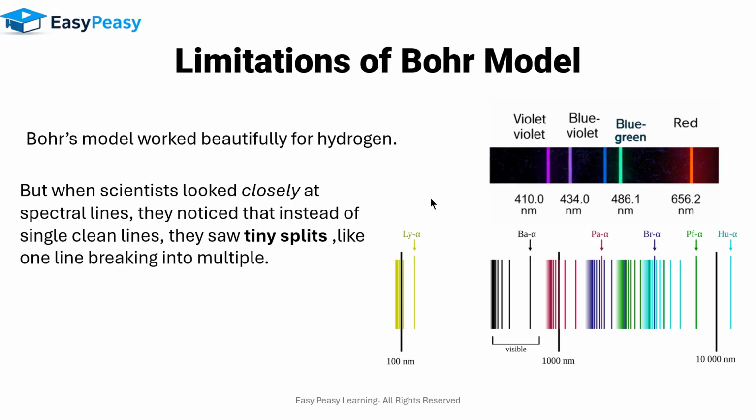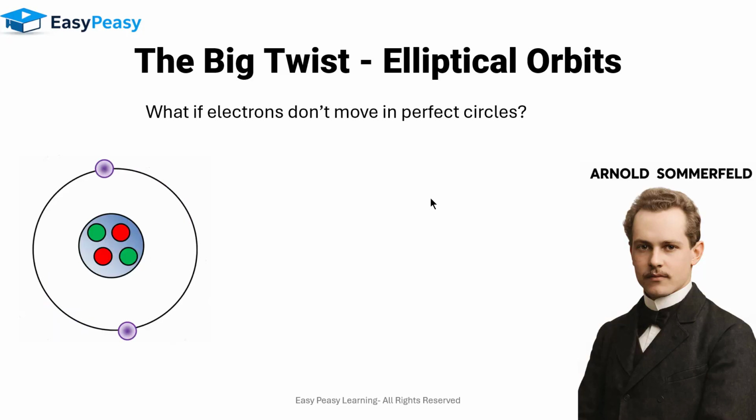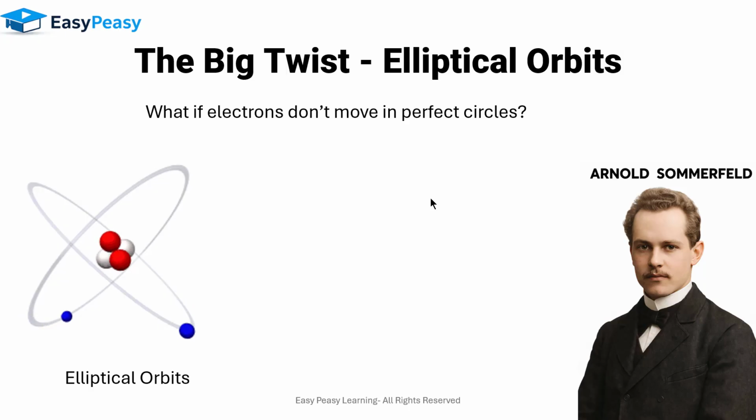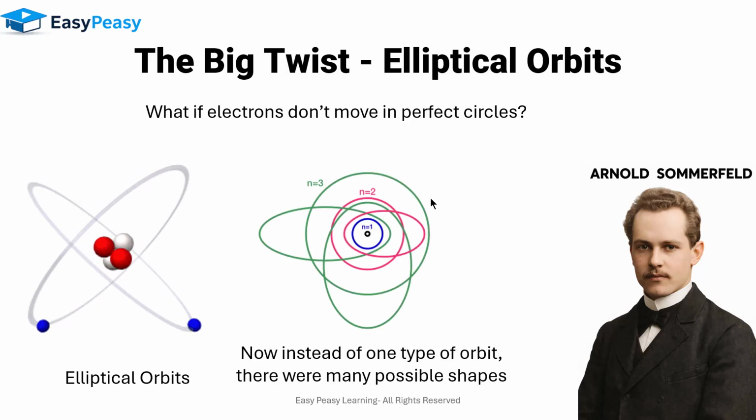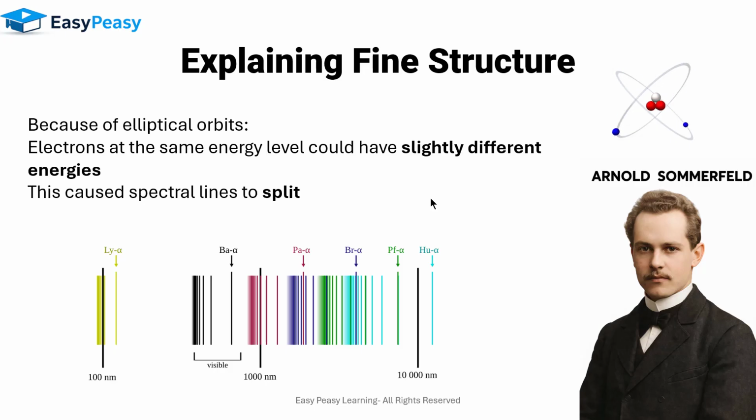So at that time, another scientist called Arnold Sommerfeld came and he gave a crazy idea. He said, what if electrons don't move in perfect circles? Rather, they move in elliptical orbits. Now, instead of one type of orbit, there were many possible shapes that can be made within the shell. This explains the splitting of lines that were present in the line spectrum of hydrogen. Because according to the elliptical orbits, electrons at the same energy level could have slightly different energies, and this caused the spectral lines to split.